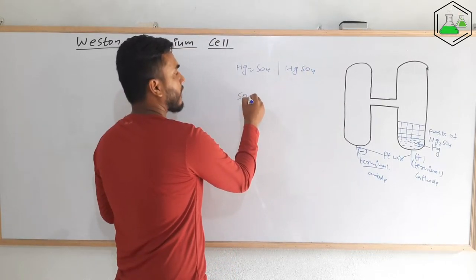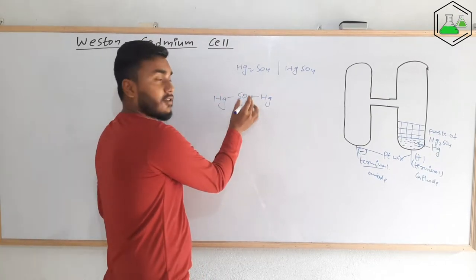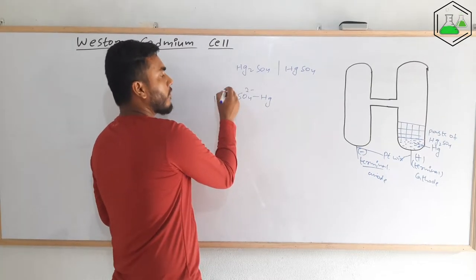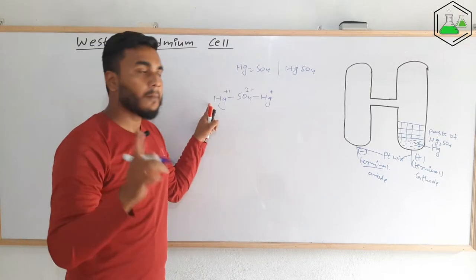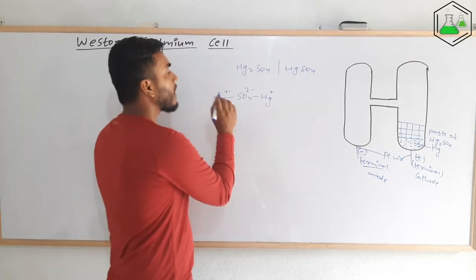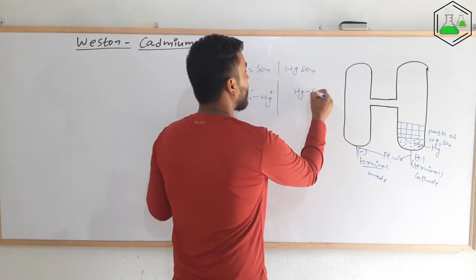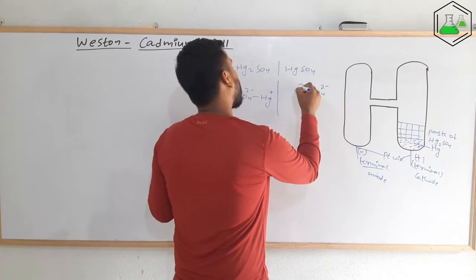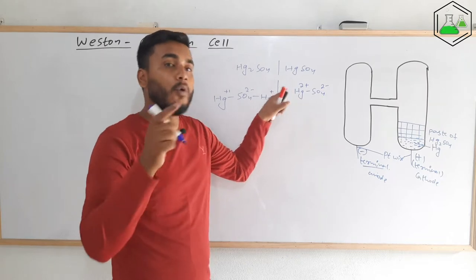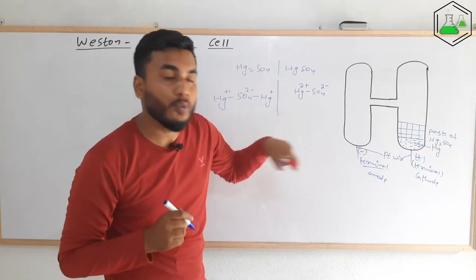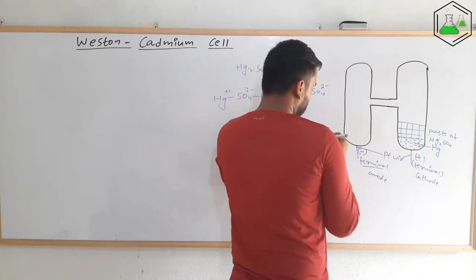Hg2SO4 has a structure like this, SO4, Hg, Hg. The oxidation state of sulfate is -2, so obviously it will have +1, +1 in order to balance it. So what is the oxidation state of one mercury over here? +1. So this is mercurous. And in HgSO4, there is 2 minus, there should be 2 plus in order to balance the charge. Here the oxidation state of Hg is more, that is +2. So this is mercuric. That's why we call it mercurous sulfate.